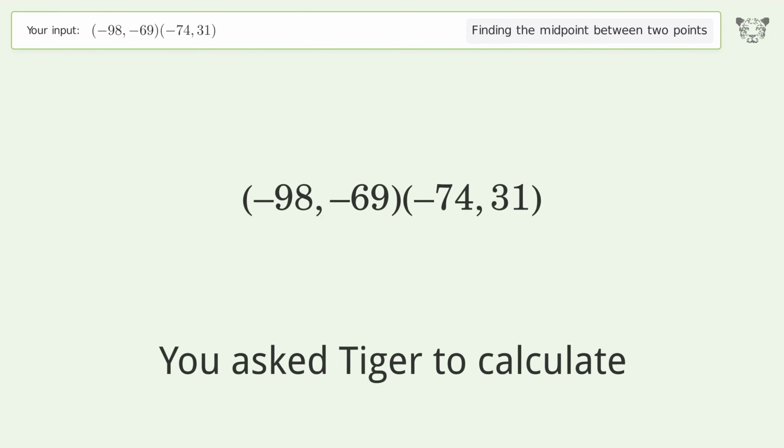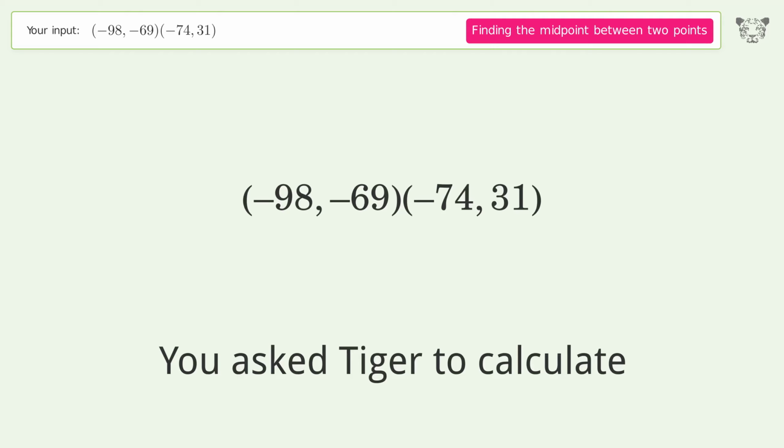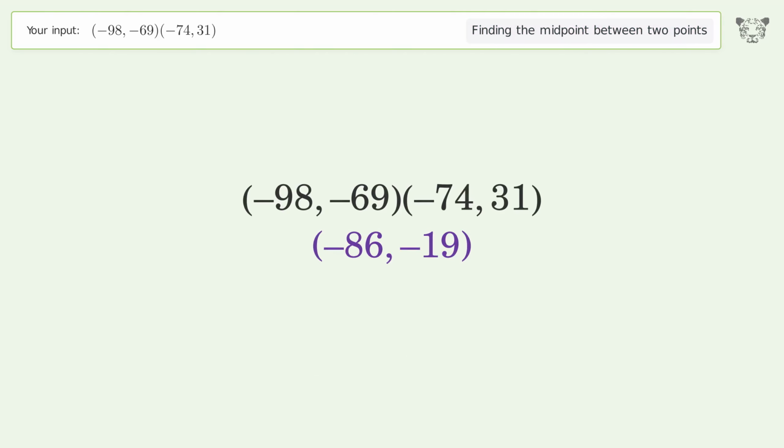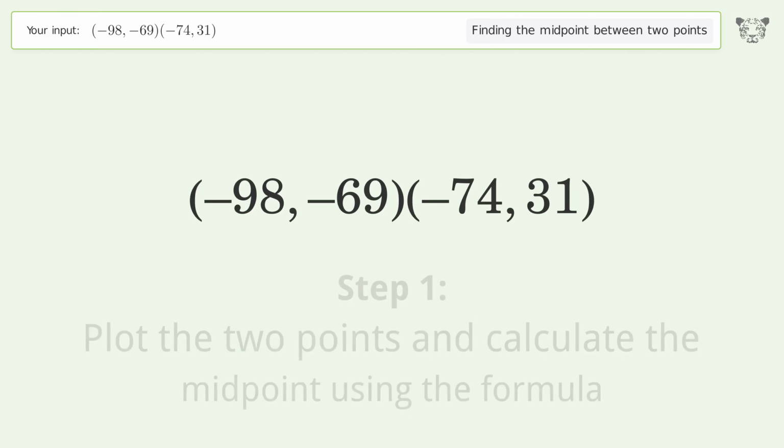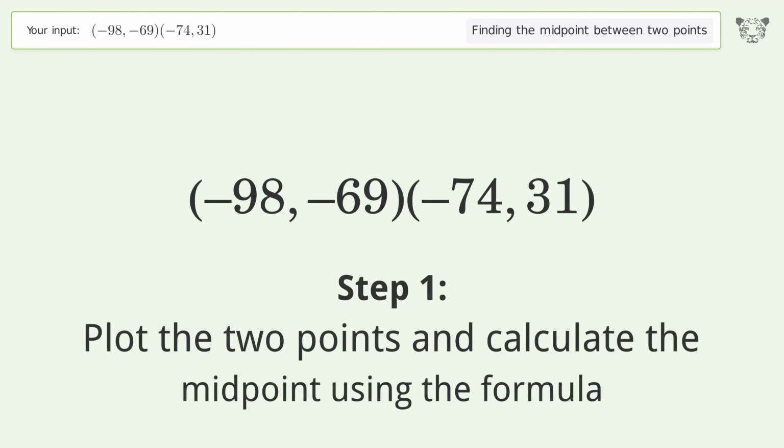You ask Tiger to calculate. This deals with finding the midpoint between 2 points. The midpoint between the 2 points is -86, -19. Let's solve it step by step. Plot the 2 points and calculate the midpoint using the formula.